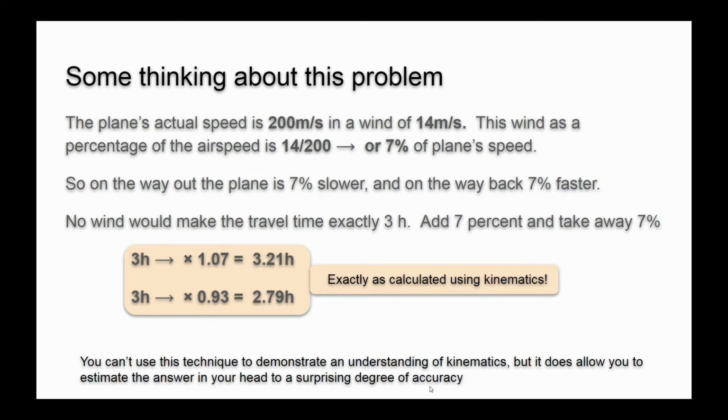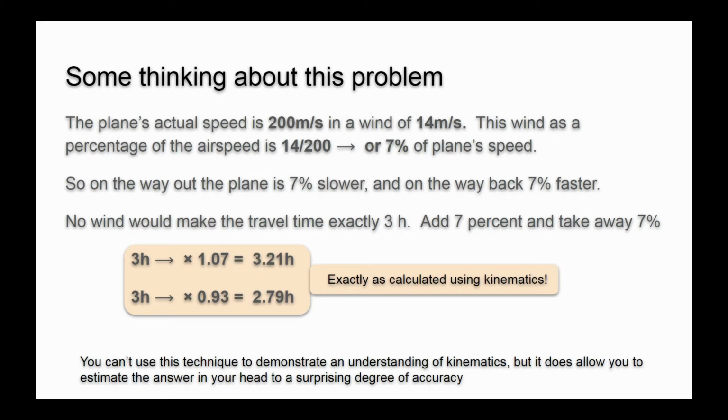Can we do this problem in our head? Well, let's think about it. The plane's actual speed is 200 meters a second, but it's flying in a wind of 14 meters per second. First of all, is a 14 meter per second wind much compared to 200 meters a second? No, so the problem probably won't be very different from ignoring the wind. That wind speed is only 7% of the plane's speed.